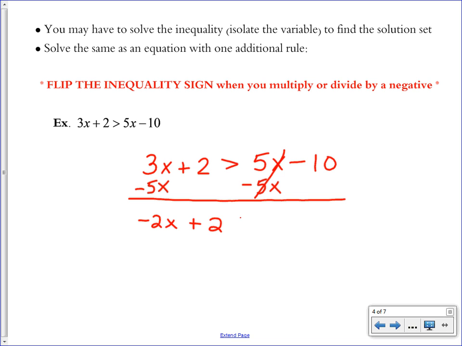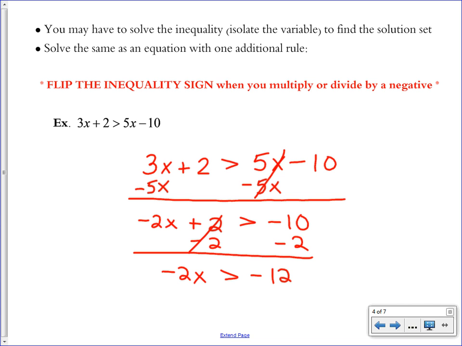I like to isolate the x on the left side of the inequality so that my final answer has the x on the left. It's just a little bit easier to read when it's an inequality. So I've got my x on the left. I'm going to subtract this 2. Start isolating this x on the left side of the equation. Bring down what you have left. Negative 10 minus 2 is negative 12.